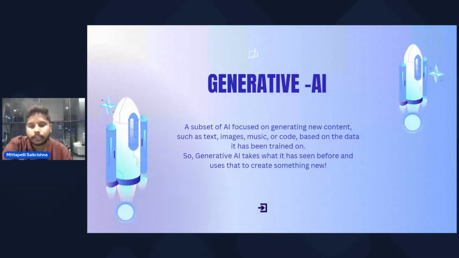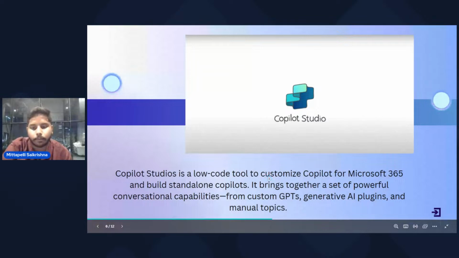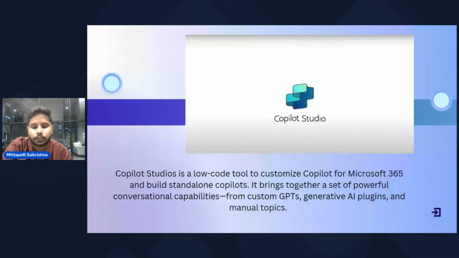Now let's come to our session topic, Copilot Studio. Copilot Studio is a low-code tool. Low-code tool means it is a development tool which is used to build digital solutions. It is used for customizing the copilots from Microsoft 365, and it is used to build standalone copilots, which are user friendly, easy to customize, and useful in all sectors.